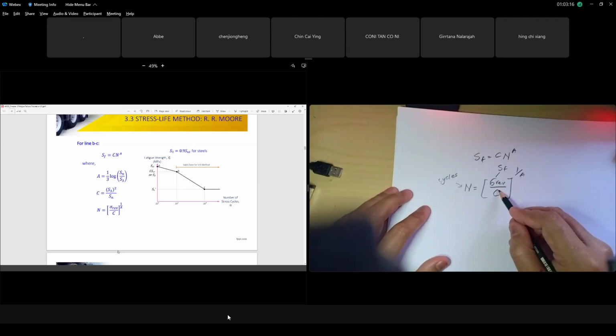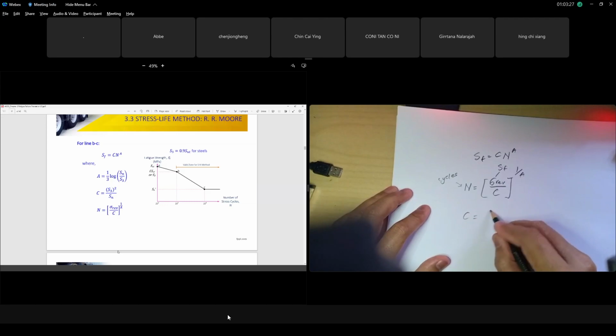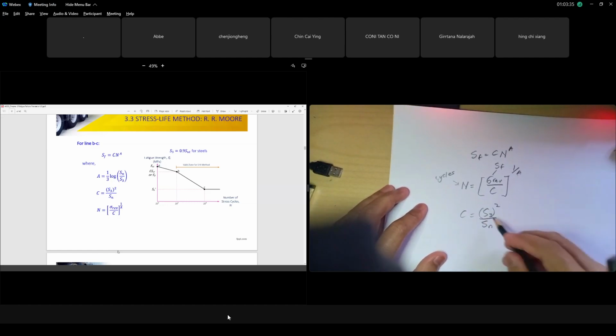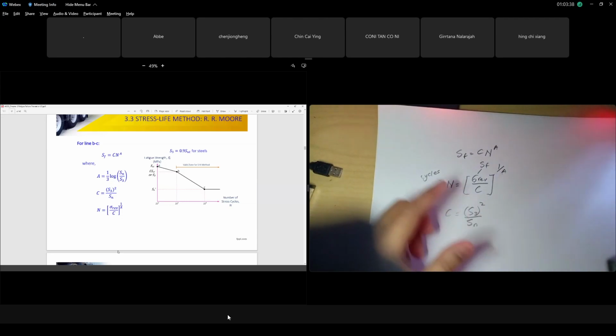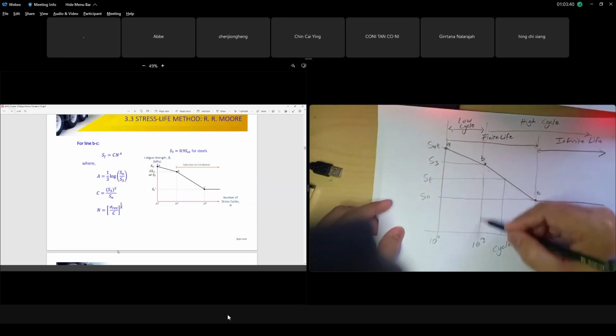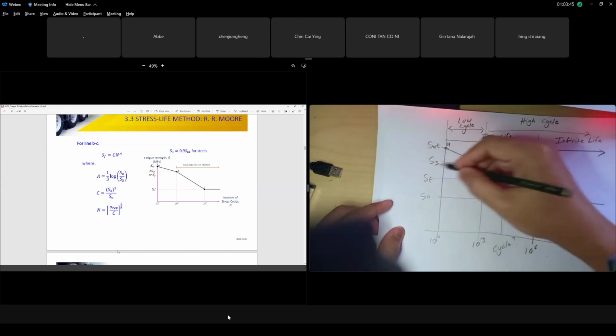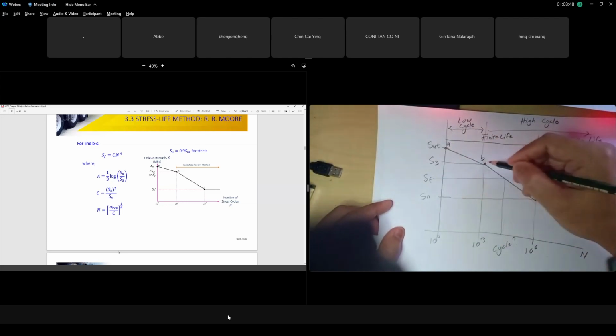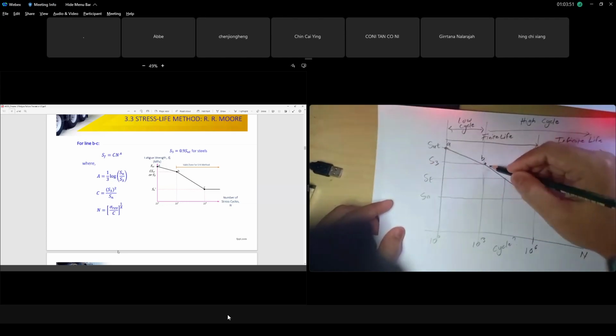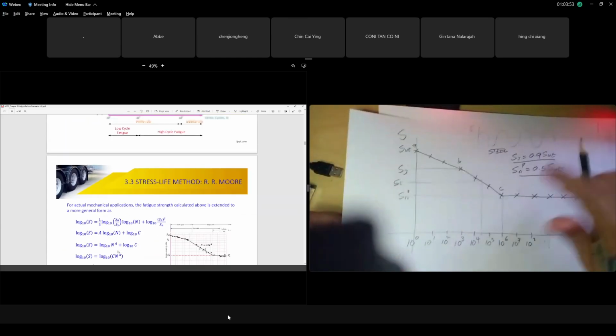What is C? This is your stress that you calculate, your fatigue stress, over C. C is already given: C is S3 squared over Sn. Can you see, class? What is S3 just now? S3 is what I said at 10 to the power of 3, 1000 cycles. What is the strength here? What is the S3 value at 10 to the power of 3, the limit of your analysis? Remember in the standard test, what is S3?